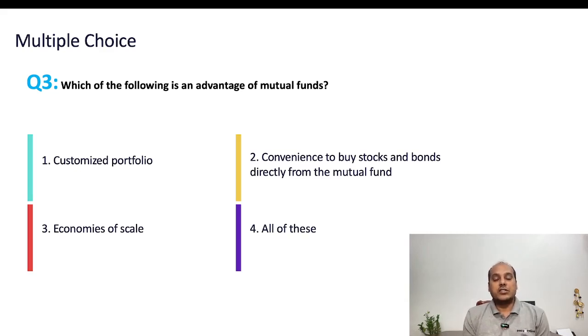Second, convenience to buy stocks and bonds directly from the mutual funds. From the mutual fund, an investor doesn't buy stocks or bonds. The investor buys mutual fund units. It's indirectly buying stocks and bonds, not directly buying. Third is economies of scale. Economies of scale is a benefit, an advantage of mutual funds.